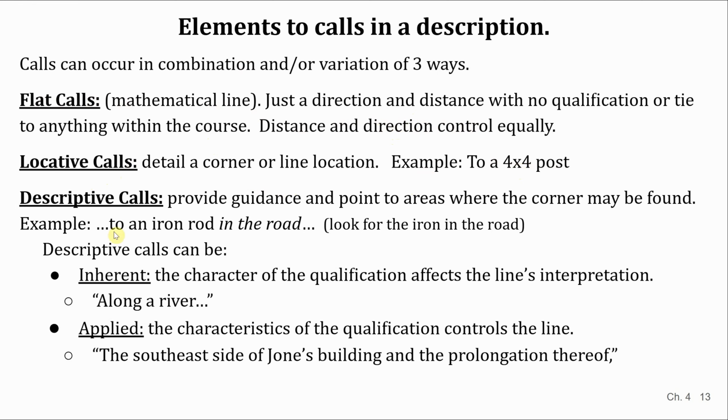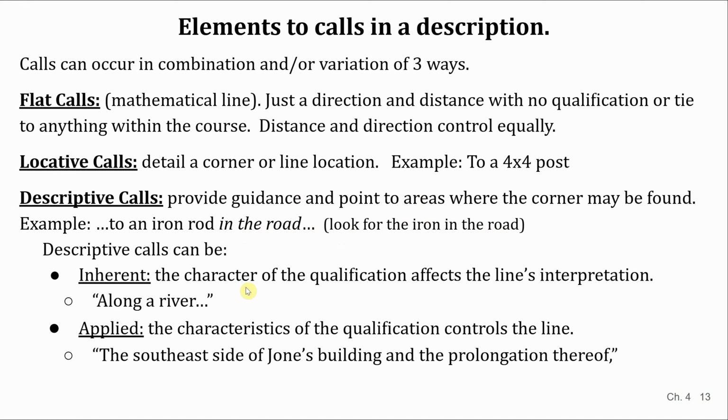Another type of call is a descriptive call. They can be helpful if the locative portion of the call has been destroyed. So the example here is an iron rod in the road. So a descriptive call kind of gives us an idea of where the corner might be. It helps point to it, helps guide us to it. If the iron rod is gone, then a location for the corner to be reestablished in the road would be acceptable. So this kind of narrows down where the corner could be located.